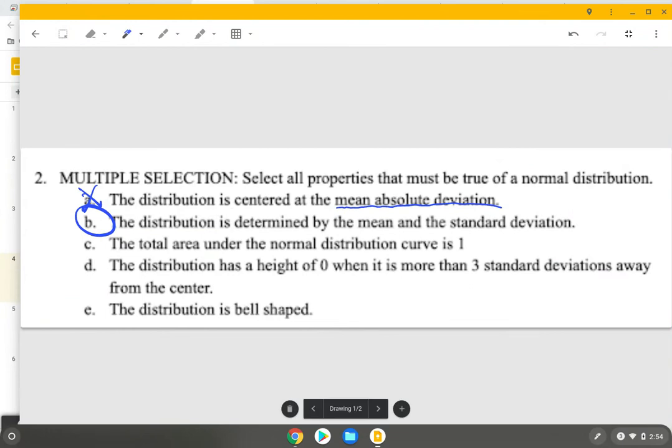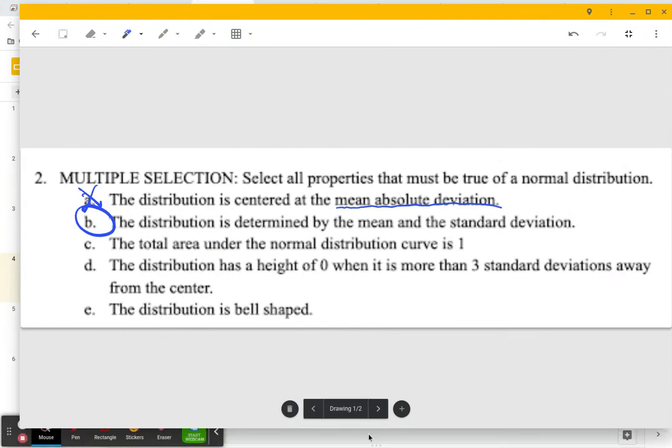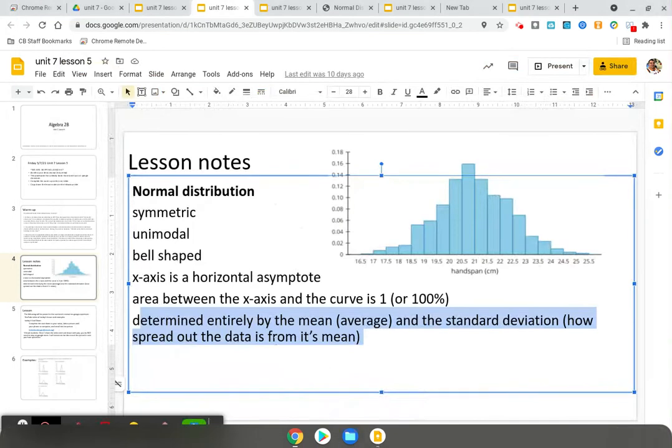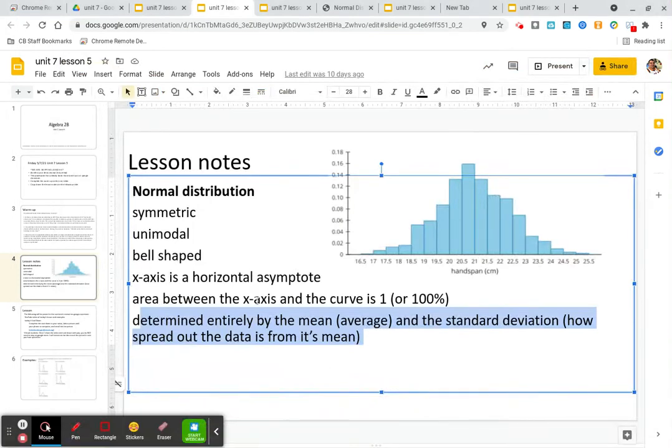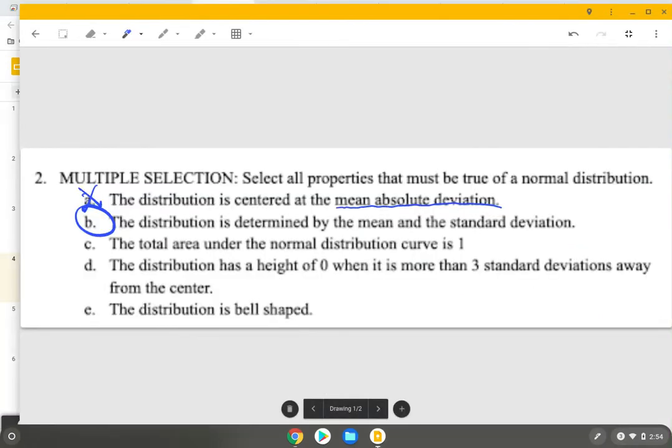C, the total area under the normal distribution curve is 1. Area between the x-axis and the curve is 1. So C is an answer.